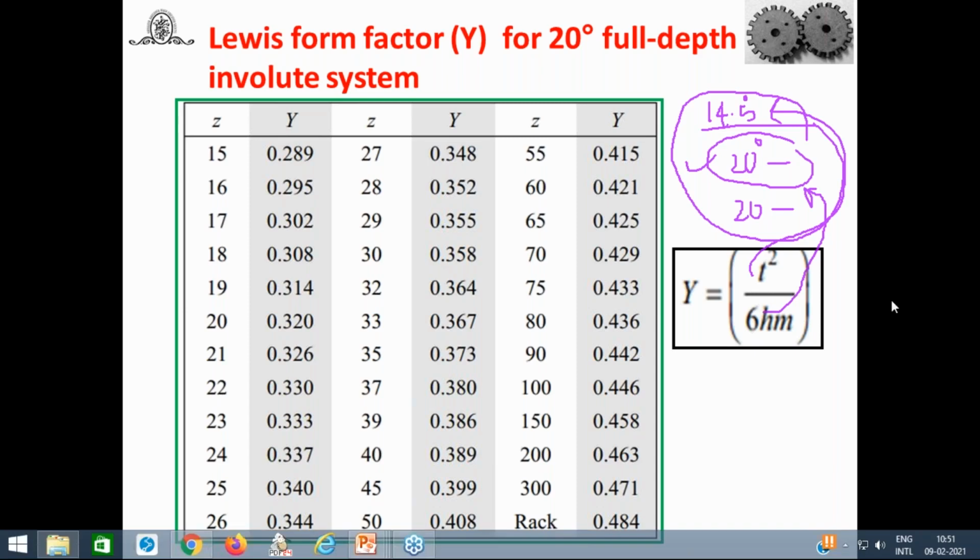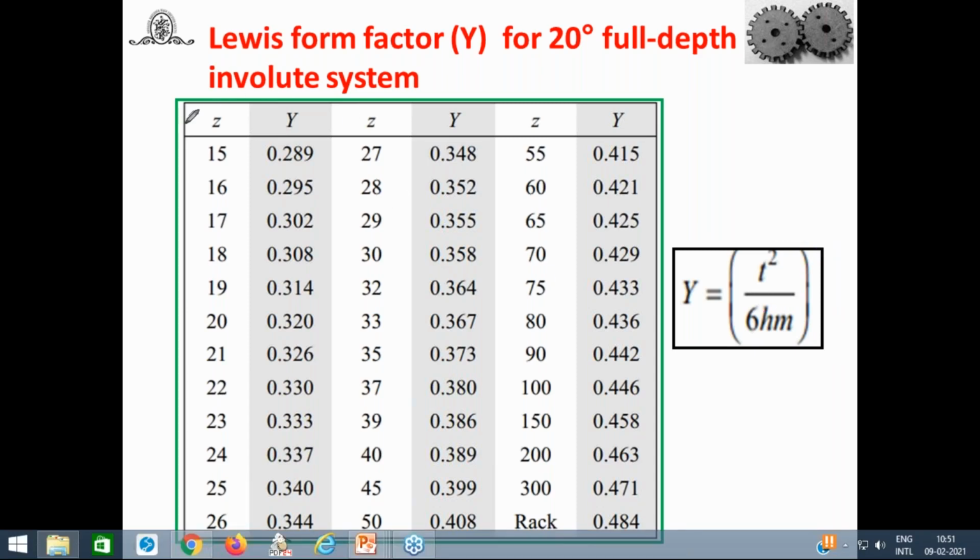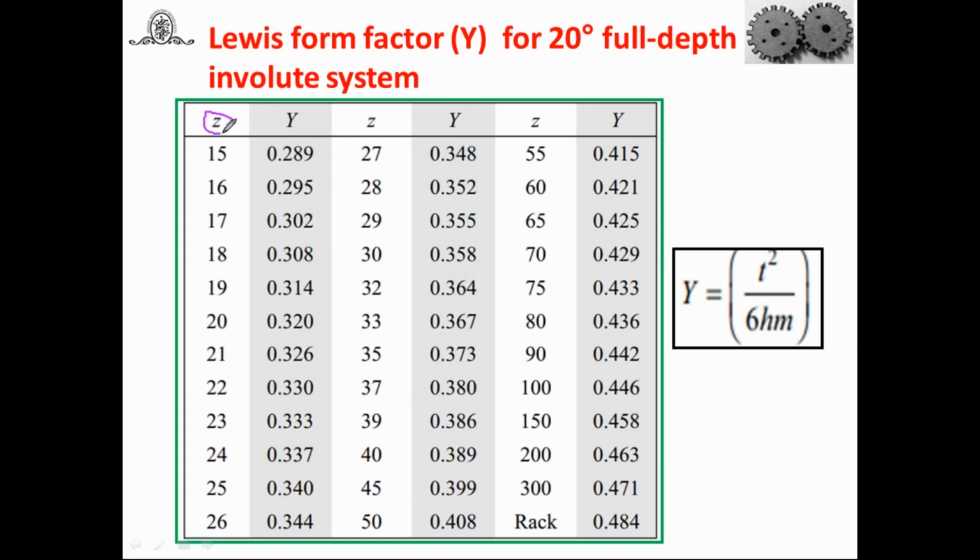It's okay. Now here, I have shown you one table. Z means number of teeth, Y is Lewis form factor. Which involute system is this given for? The 20 degree full depth involute system. If we are referring to the 20 degree full depth involute system and the number of teeth on a pinion is 18, at that time, by referring to this table, you have to take the Y value of 0.308. Again, if the number of teeth on the pinion is 24, you can take 0.337, and it is applicable for the pinion as well as the gear.